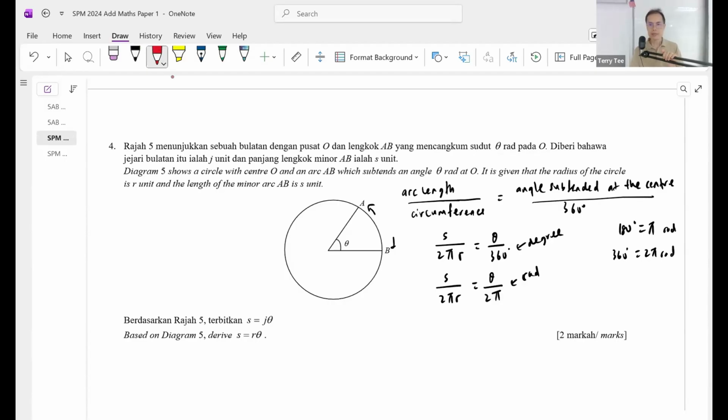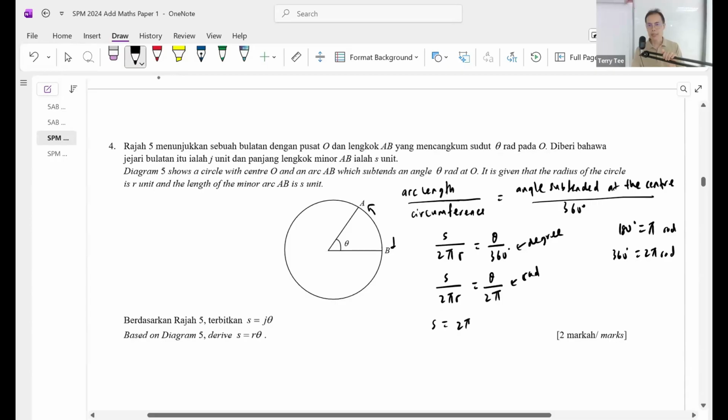Now, we can cancel the 2 pi and 2 pi, right? Okay, or maybe I write one extra step for you. I write S equals to 2 pi r times theta over 2 pi. Cancel them. Your S is therefore equals to r theta. Right? It's pretty short. You don't really have to do a lot of working. Do you really need to write this? No need. We can straight away write starting from here. Right? Starting from here, work towards your answer. You get your S equals to r theta.